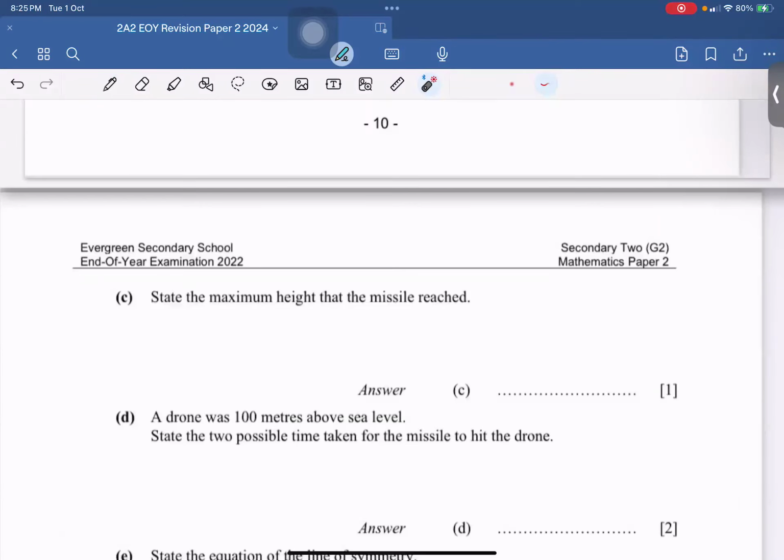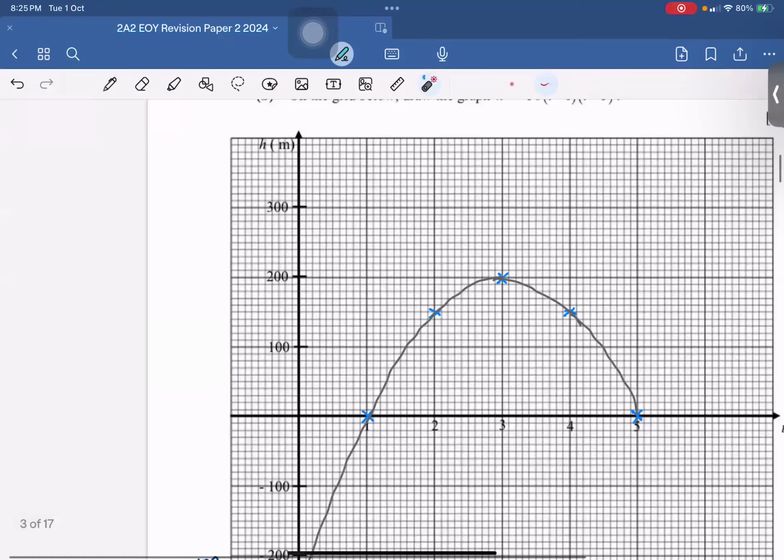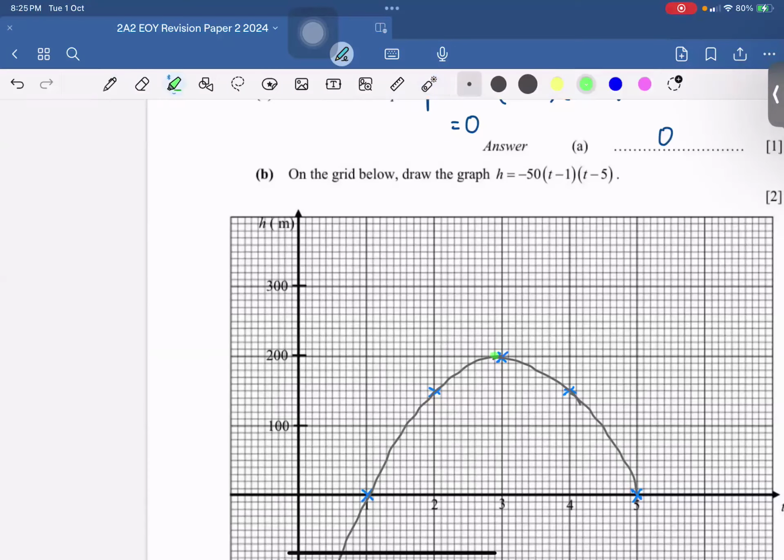The question is asking us to state the maximum height. So they want the height, right? In this case, if they want the height over here, it's actually looking for the height.